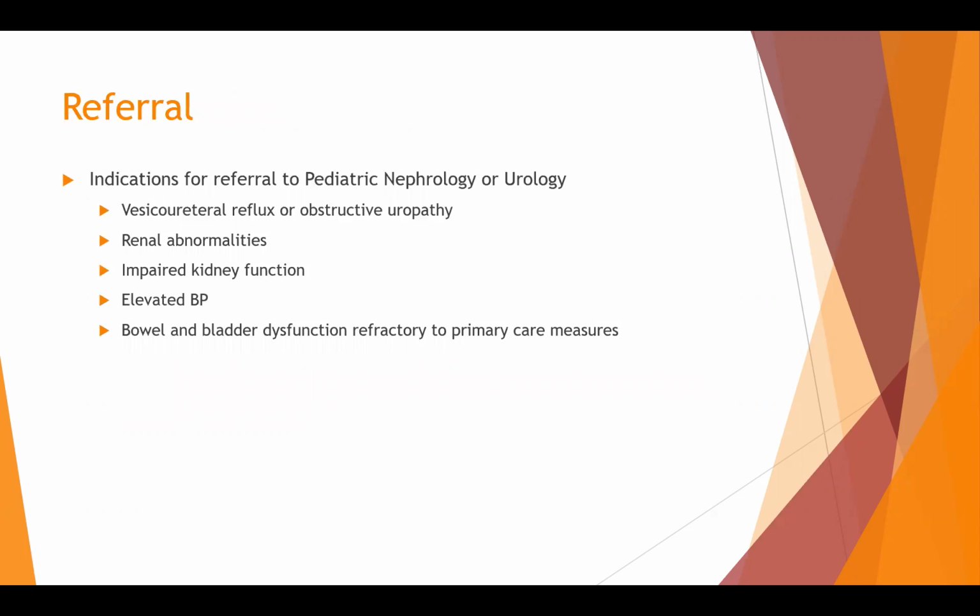But speaking of that, indications for referral to pediatric nephrology or urology, because they're going to be the ones usually that follow these kids with prophylactic medication. So do they have obstructive uropathy like a UVJ, UPJ? Usually you already know if they have posterior urethral valves. Or do they have reflux? Do they have renal abnormality? Impaired kidney function, hypertension, that sort of thing.